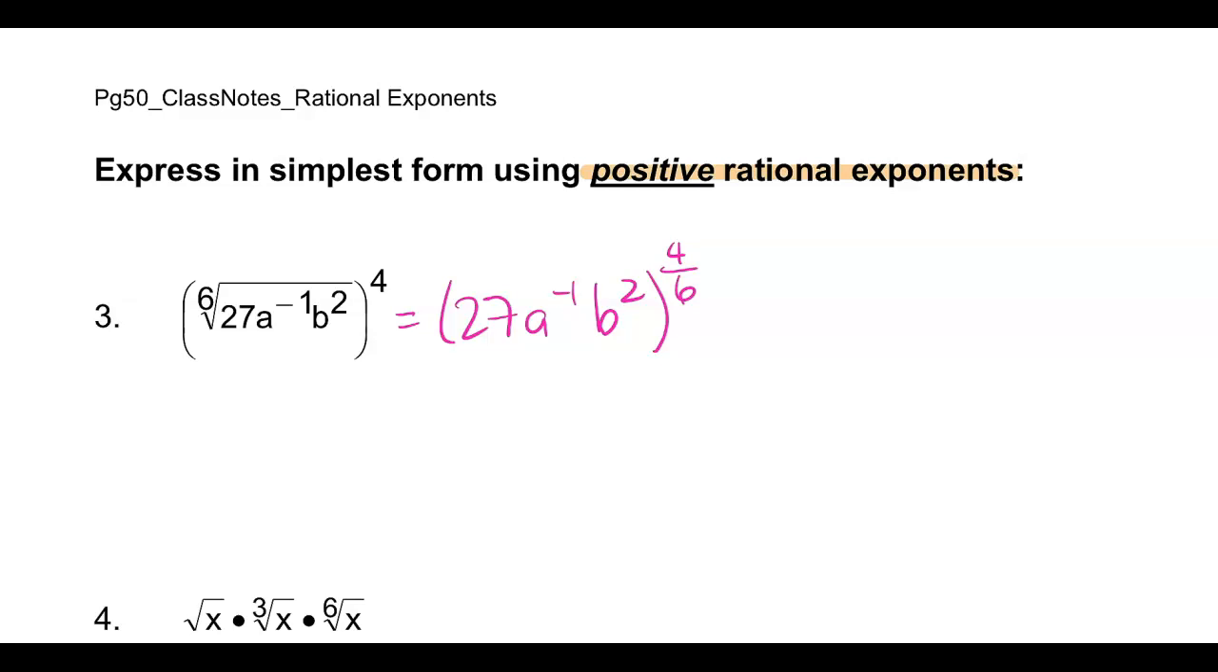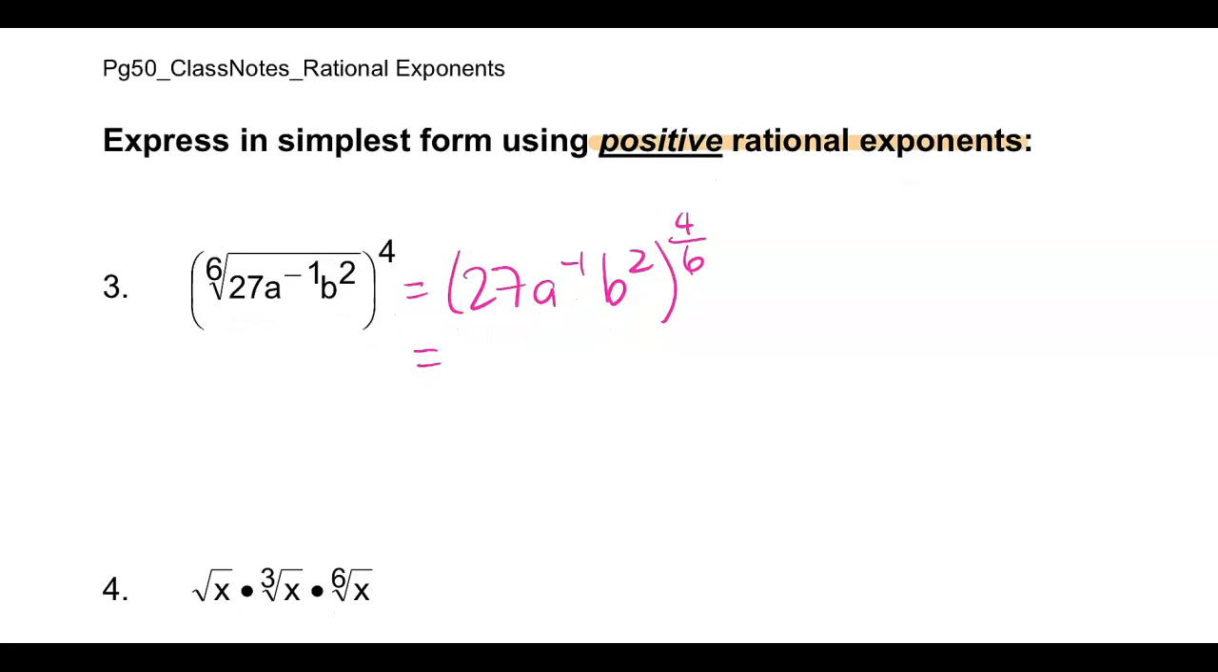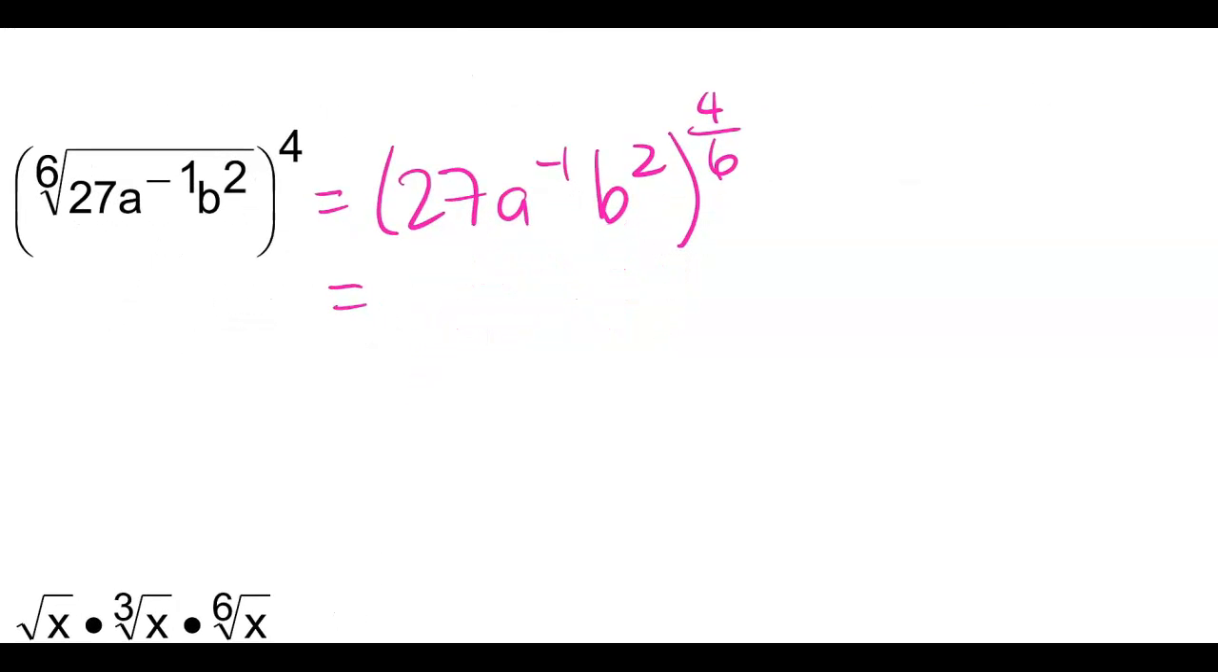Okay, I know I have a negative exponent. There's method to my madness, guys, so just follow along. From here, I'm going to simplify by trying to reduce this fraction, because just my luck, it actually can reduce. So we're going to make this 27, a to the negative 1 power, b squared, all stays the same, and we're going to raise it to the 2/3 power. Okay, let's simplify it a little bit more.